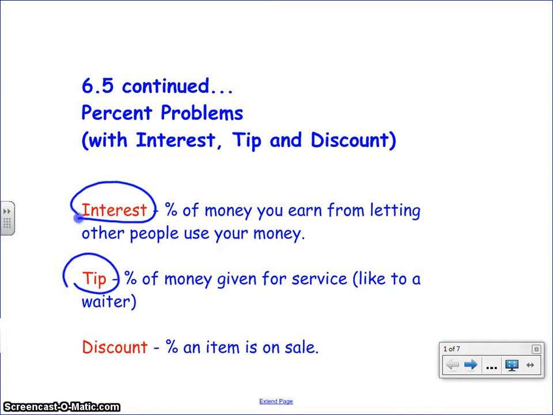A tip we use all the time. It's a percent of money you give somebody for a service, like a percent you might give to a waiter, or a percent you might give to somebody who cuts your hair, or a percent you might give to a bellhop at a hotel. That's a tip. And discount is the amount something is on sale. So if you go to the store and milk is 20% off, the discount is 20%. And those are the things we're going to talk about today.